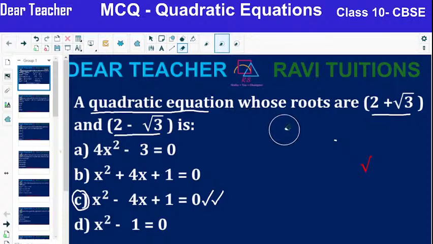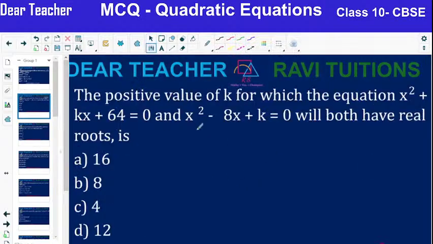So here the answer is C. Let us go to the second question.